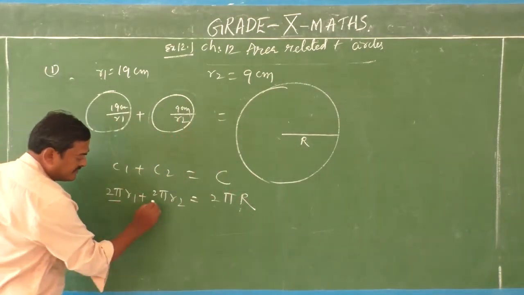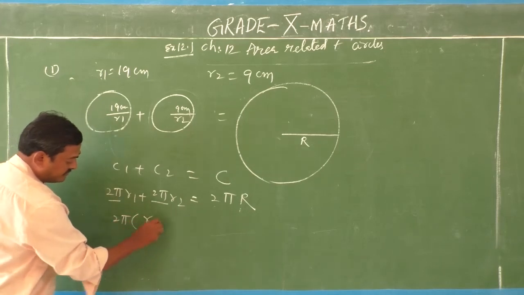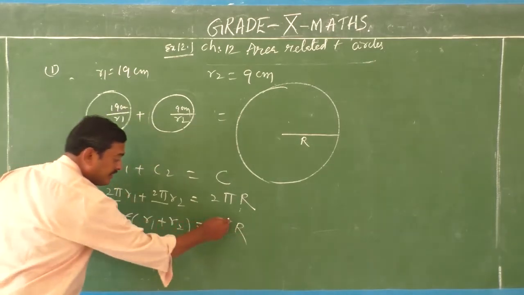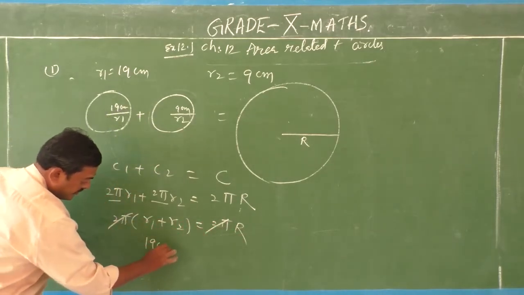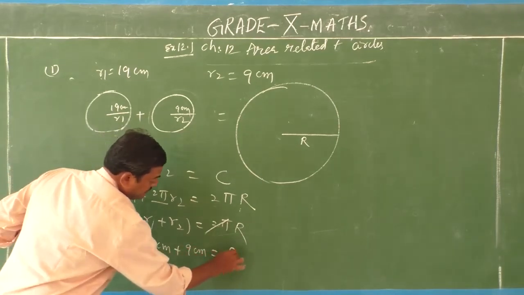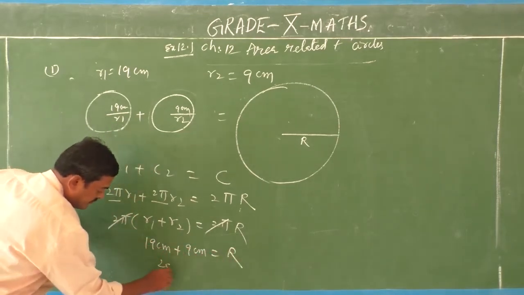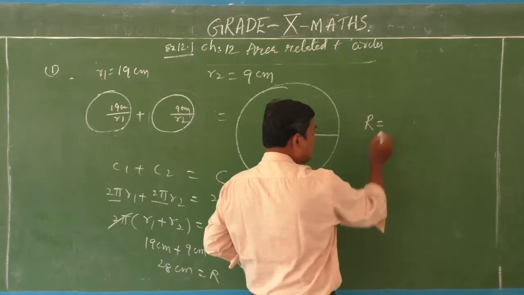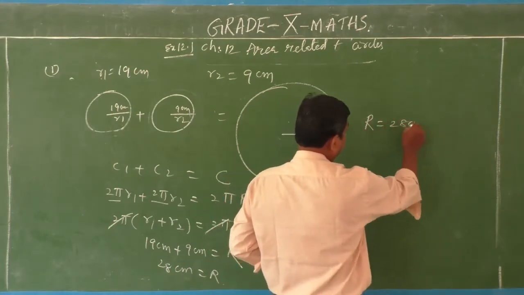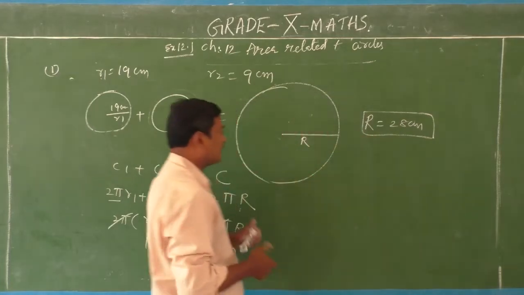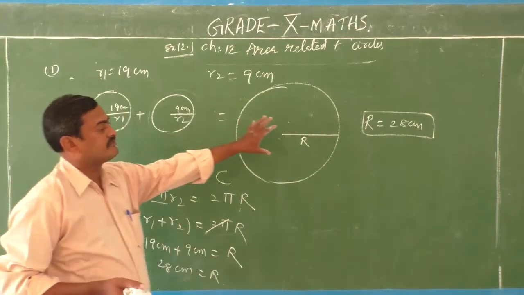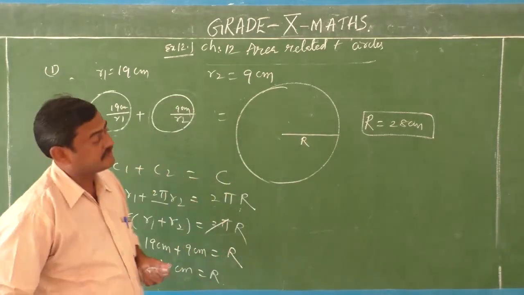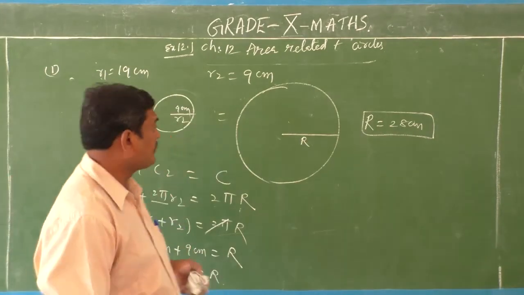Now here 2 pi is common. Taking 2 pi common, r1 plus r2 equals capital R, as 2 pi cancels. R1 equal to 19 centimeter plus 9 centimeter, 19 plus 9 is 28 centimeter, equal to capital R. Therefore, we want to find the radius of the new circle. Capital R equal to 28 centimeter.